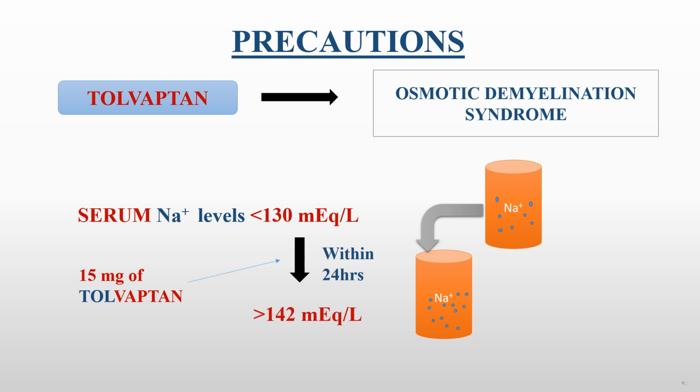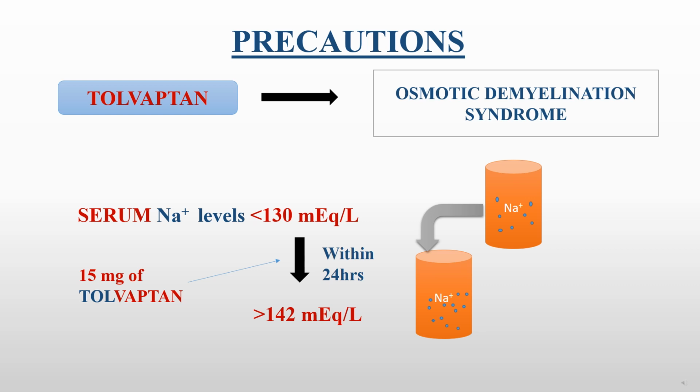Now we will move to the precautions. One of the important precautions is that this drug can cause a condition called osmotic demyelination syndrome. This drug will increase serum sodium levels, so when the serum sodium level is less than 130 milliequivalents per liter, this tolvaptan drug can be given. In this condition, very few molecules of sodium are present within the serum.